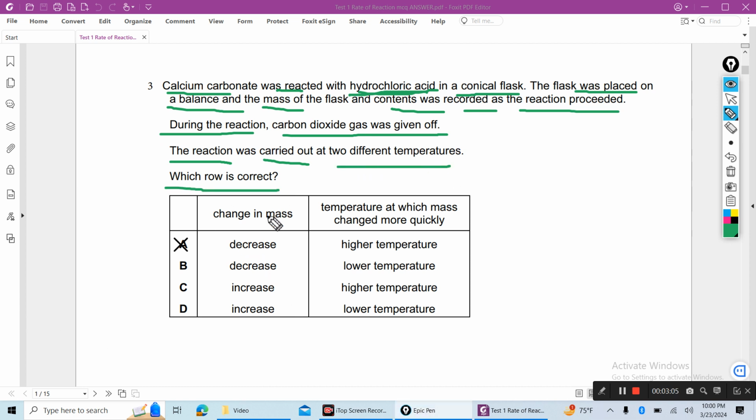Which row is correct? Change in mass decreases because carbon dioxide gas is escaping, carbon dioxide gas is going out, so mass of the contents decreases. And at which temperature did mass change more quickly? Higher temperature, because at higher temperature carbon dioxide will escape more quickly because the reaction will be faster. So at higher temperature, mass decreases more quickly.